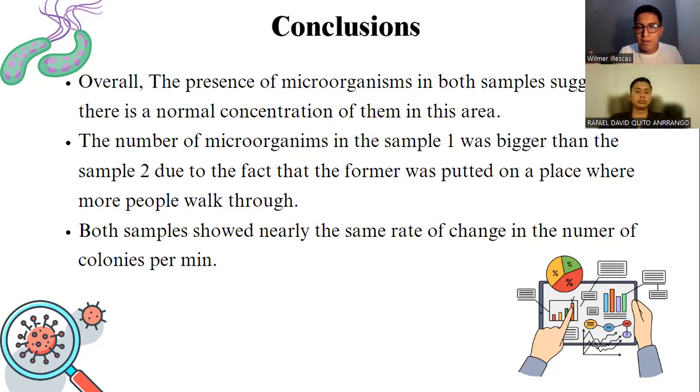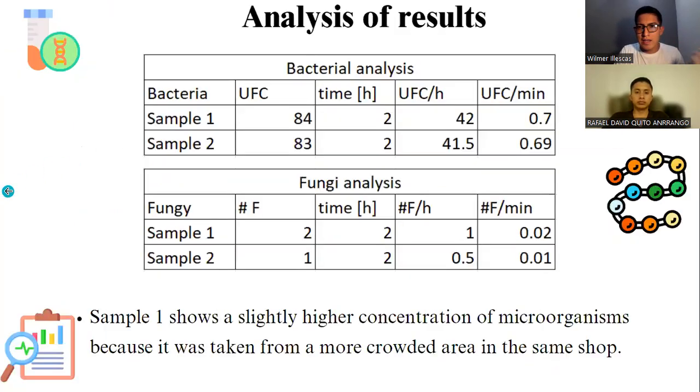So the number of microorganisms was all right, stable. Then we saw that sample one had slightly more organisms than sample two. That was due to the fact, as I mentioned before, that we put sample one in a place which was much more crowded. And finally, it says that both samples show nearly the same rate of change in the number of colonies per minute. That's true, owing to what I showed you before: we have the same rate here, UFC per minute.